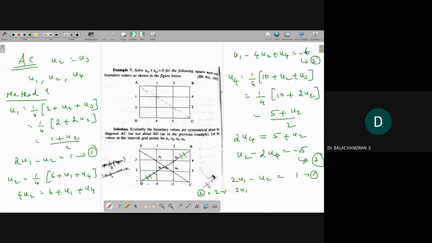Method 2. In method 2, you need to assume any one of the Uis, otherwise you can't proceed, using either the diagonal 5-point formula or the standard 5-point formula. So I'm going to assume U2 here. If I assume U2, you can also use it for U3. That's why I'm going to assume U2. So what value will you assume for U2? It should be between 2 and 5, and also between 1 and 4. 3, yeah, 3, correct.